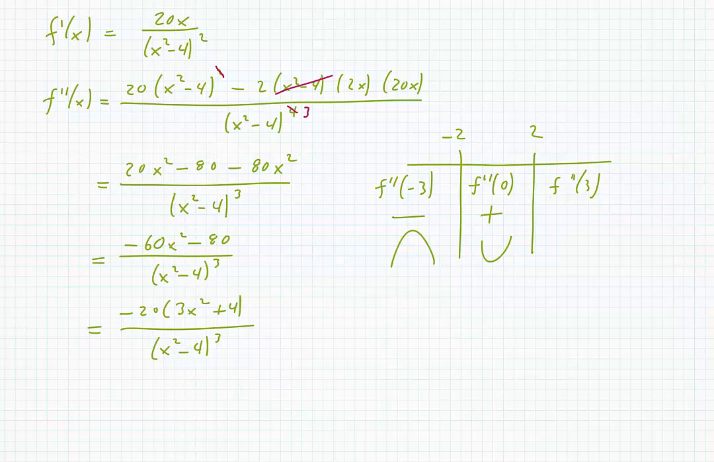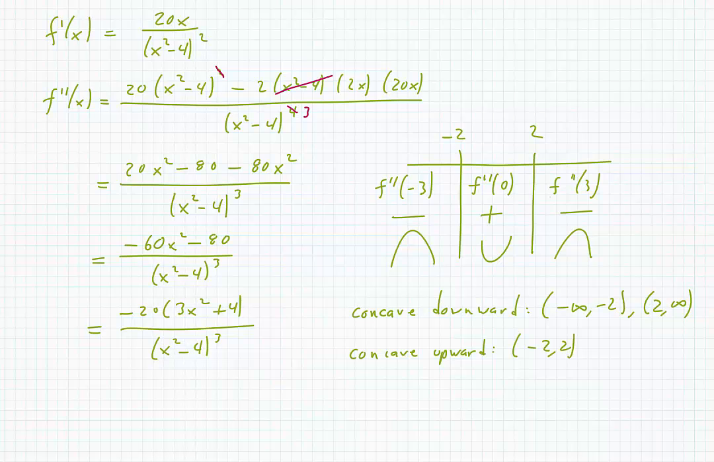And when we plug 3 in, we're going to get a result exactly the same as we did for negative 3, because when we square 3 and when we squared negative 3, we get 9 in both cases. This will once again be negative, will be concave down. So this function is concave downward on negative infinity to negative 2 and on positive 2 to positive infinity. It is concave upward on negative 2 to 2.